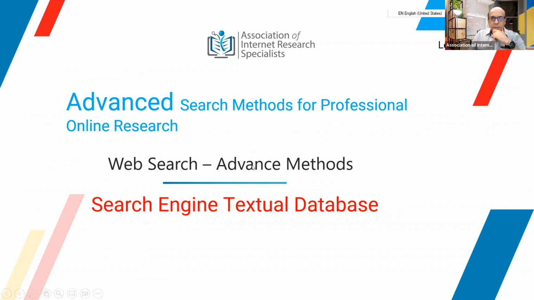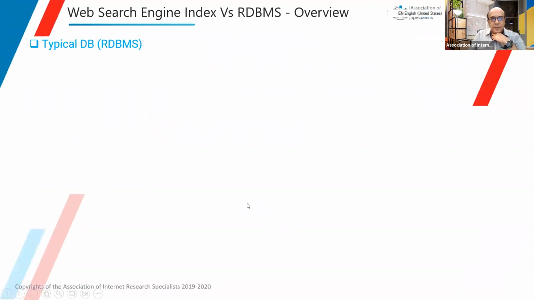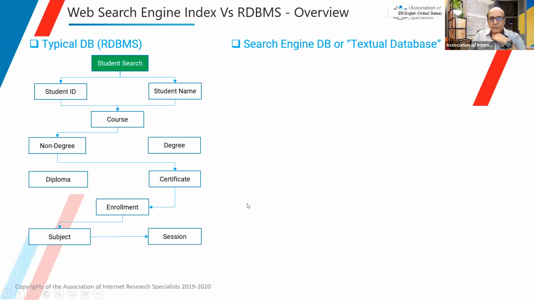So we start with the second part of our lecture today. We'll talk about search engine textual database and what it means and how it is different from relational database or standard database. So we'll be discovering the differences. And let's look at this slide right here. A typical database that we are used to, or what is still being used, the RDBMS is shown here in this area where my pointer is.